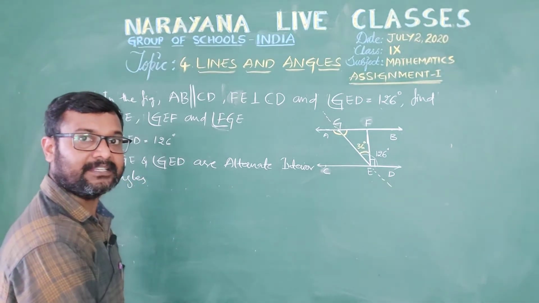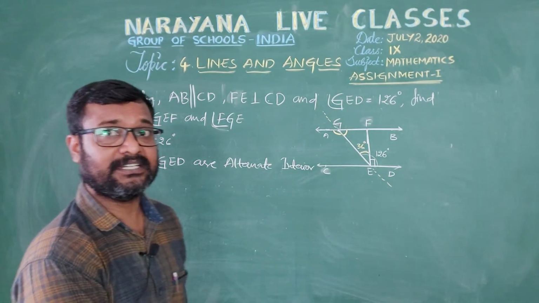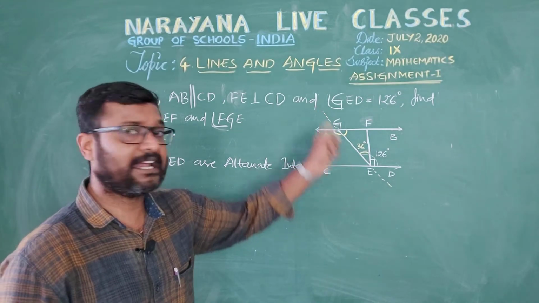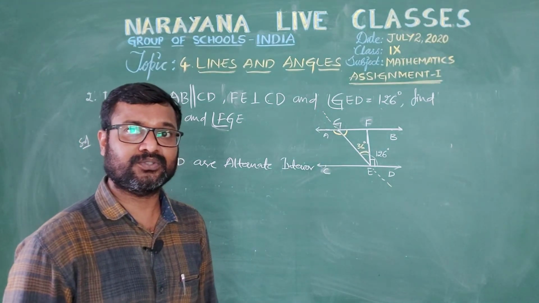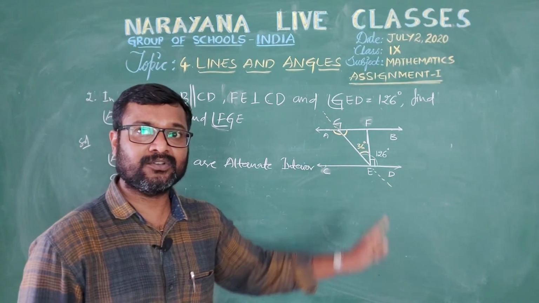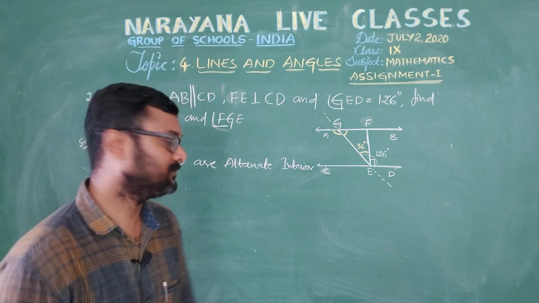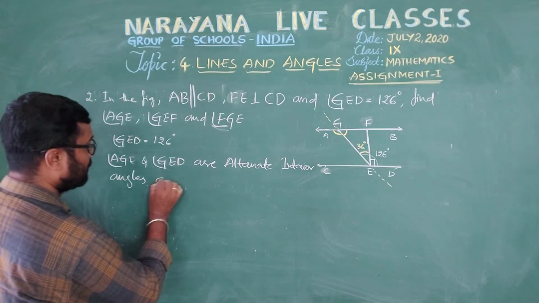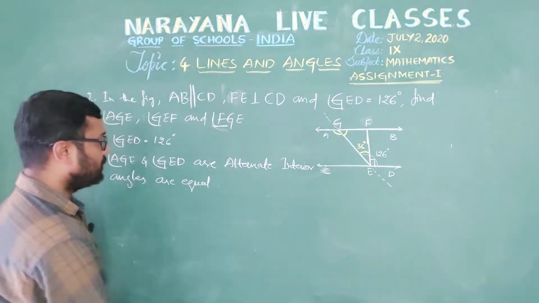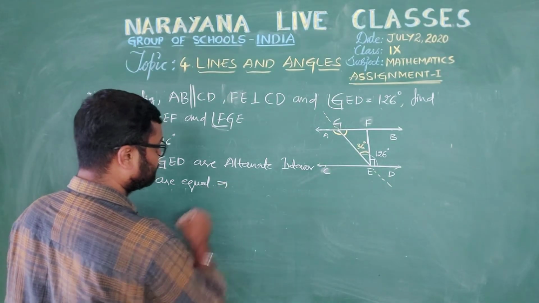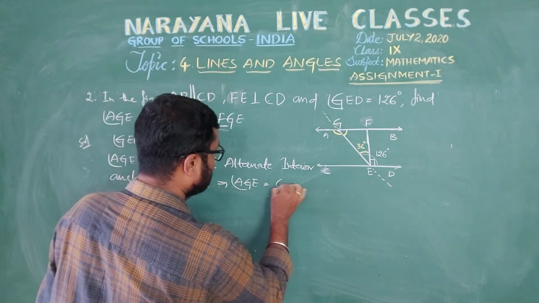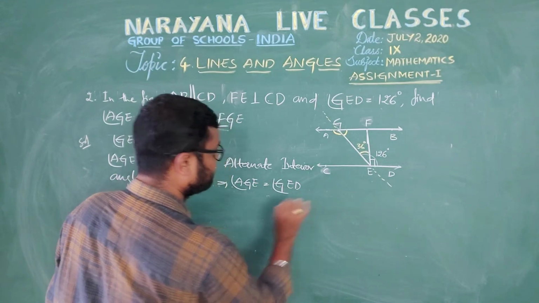Alternate interior angles. But see, we have one condition: when two distinct lines are parallel to each other and one transversal line intersects those two distinct parallel lines, if alternate interior angles are formed, then those are what? Equal. Those are equal, isn't it? Therefore angle AGE is equal to angle GED.